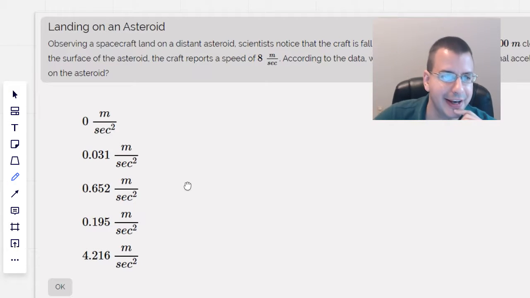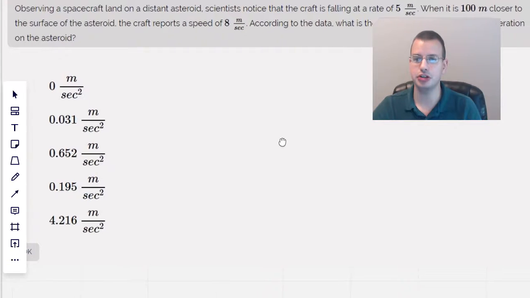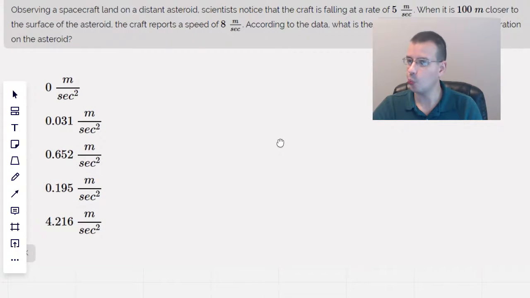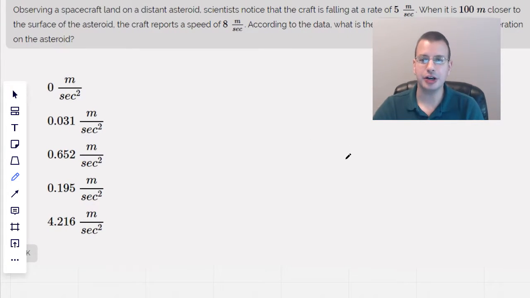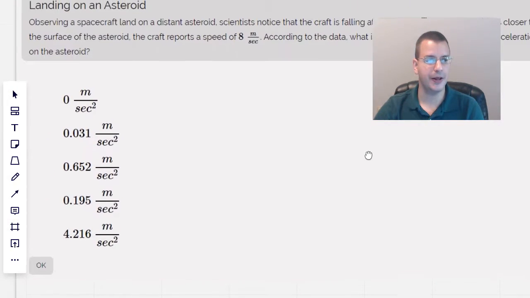Observing a spacecraft land on a distant asteroid, scientists notice that the craft is falling at a rate of 5 meters per second. When it is 100 meters closer to the surface of the asteroid, the craft reports a speed of 8 meters per second. According to the data, what is the approximate gravitational acceleration on the asteroid?